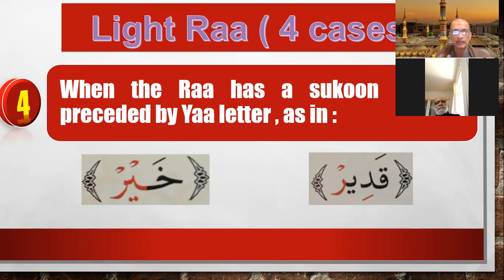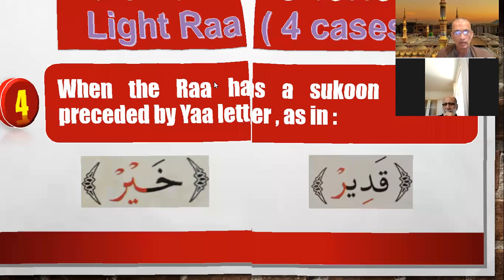Qadir, Khayr. Yes, repeat after me. Qadir, Khayr. Now we finished four cases for the letter Ra to be light. Okay? You can repeat these four cases again.